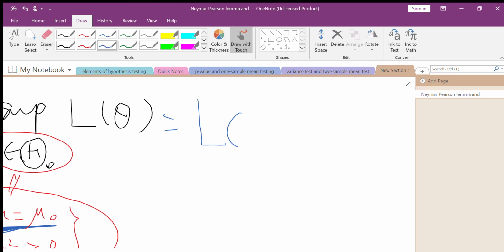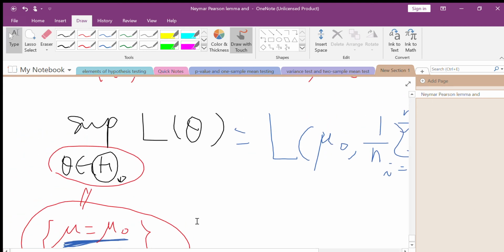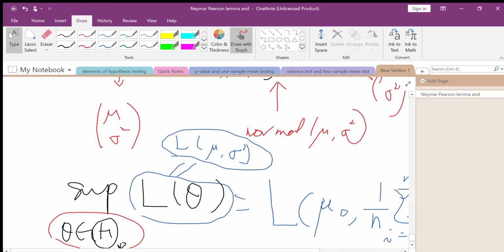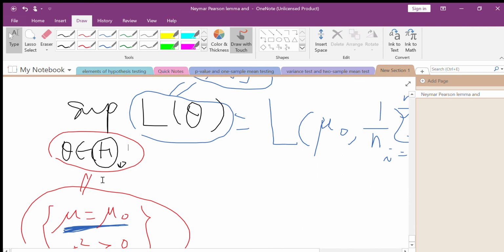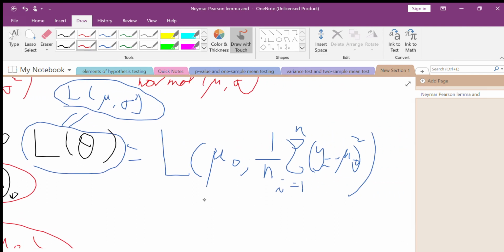So here mu_0, and for sigma squared it is 1 over n, sum from i equals 1 to n of (y_i minus mu_0) squared, because L(theta) itself actually has two parameters, mu and sigma squared, since sigma squared is unknown. So the supremum on this parameter space, the result is this. You may wonder how to get this result.